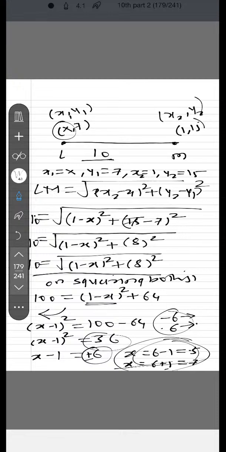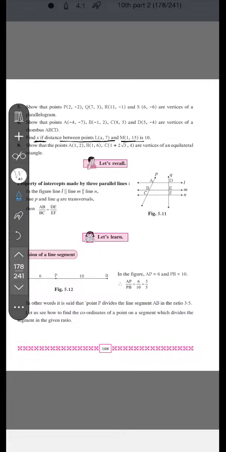Let's talk about question number 8. The question says: show that the points A (1, 2), B (1, 6), C (1 plus 2 square root of 3, 4) are vertices of an equilateral triangle. Equilateral triangle means a triangle having all sides equal. I will explain the same question on a different page.